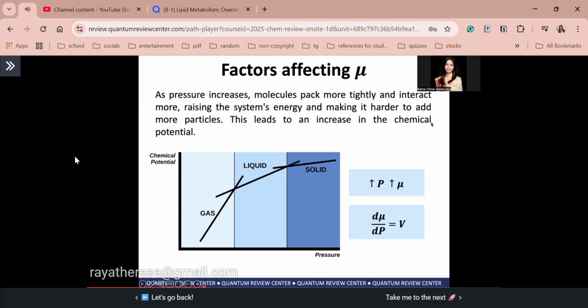So, guys, isipin nyo yung chemical potential. Para siyang cost. Para siyang effort, di ba? To add one more particle to the system. Okay? So, bakit nag-increase nga ang chemical potential as the pressure goes up?